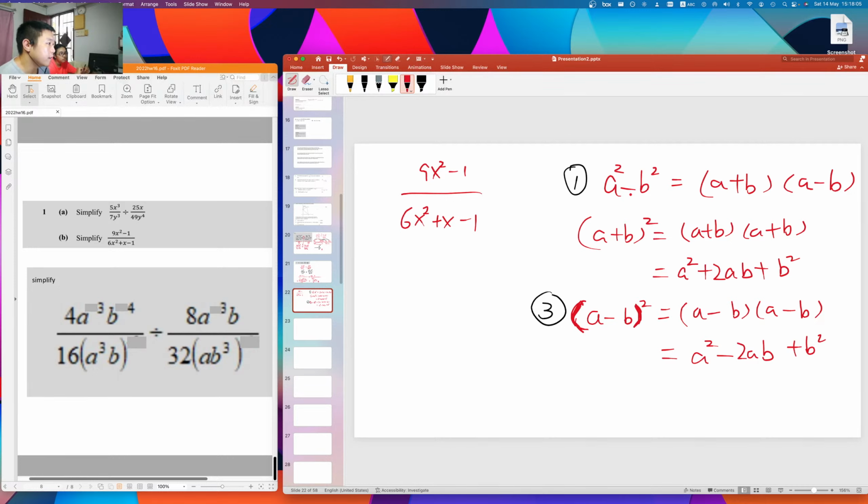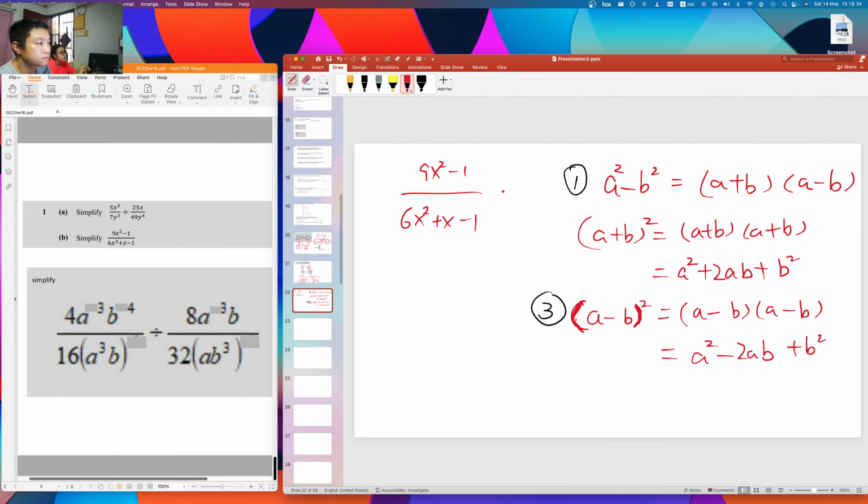Okay? And then what about the square for the third one? The one only has one, and the square is outside the bracket. Yes. Then what about the square here? The A has a square. The B also has a square. Yes. So the first one and the third one, are they the same or different? They are very different. Okay?